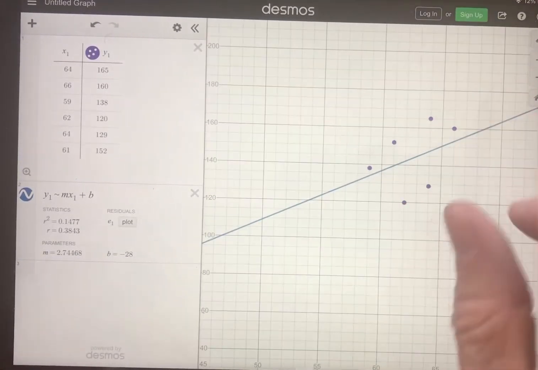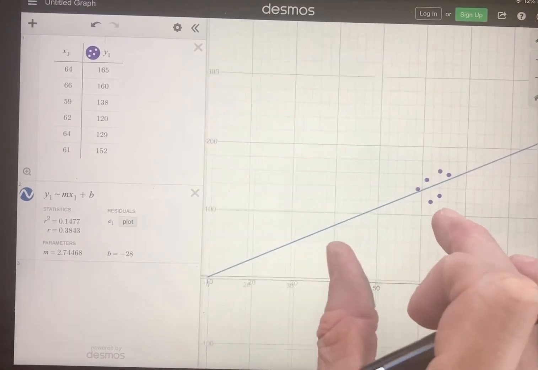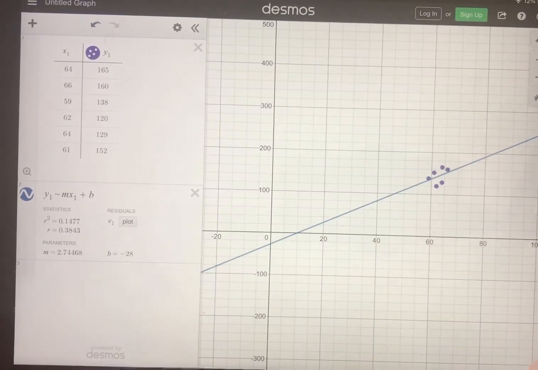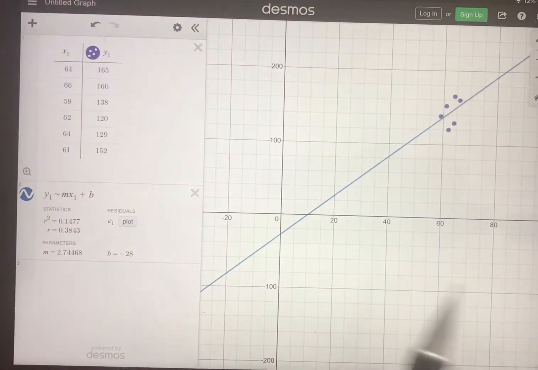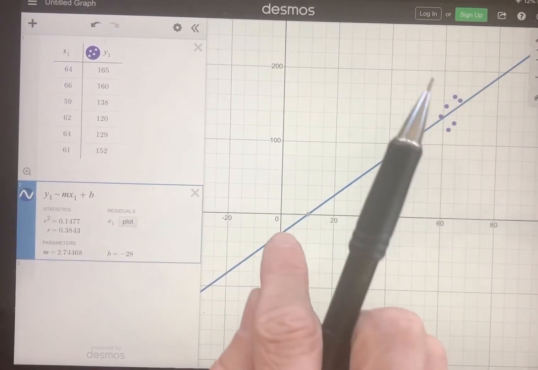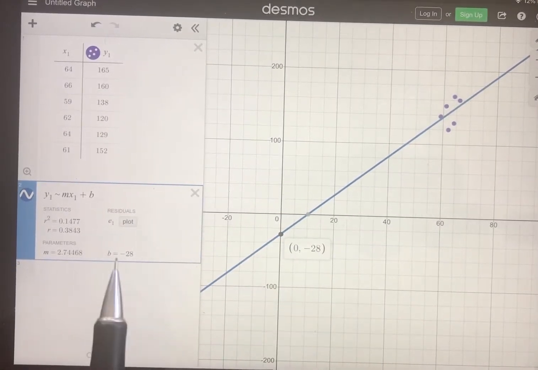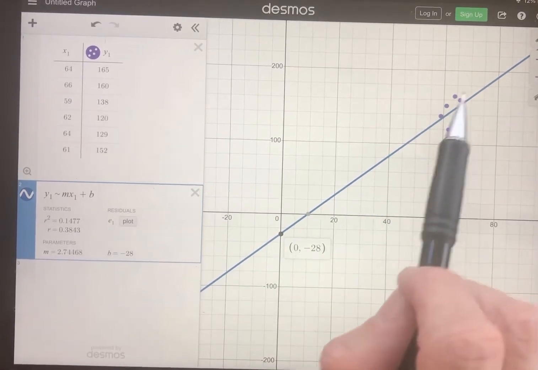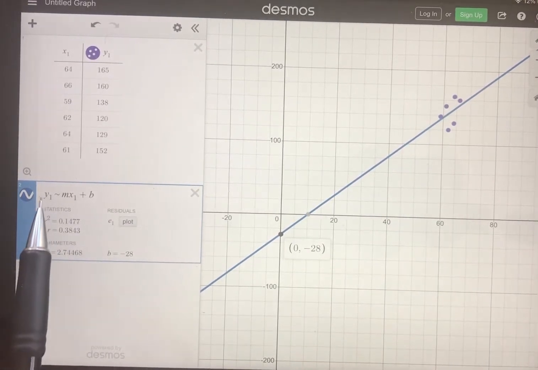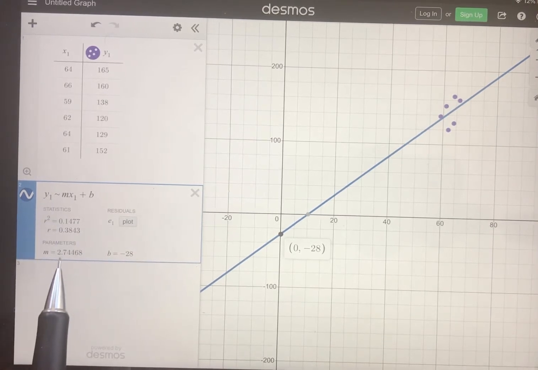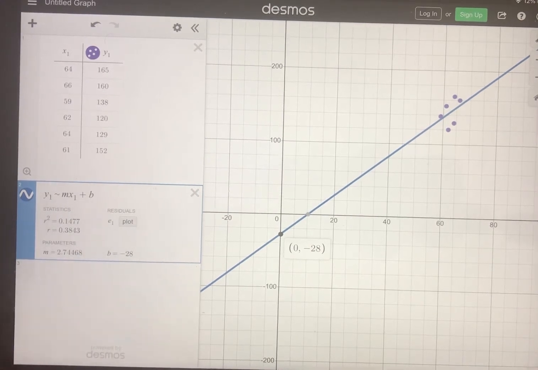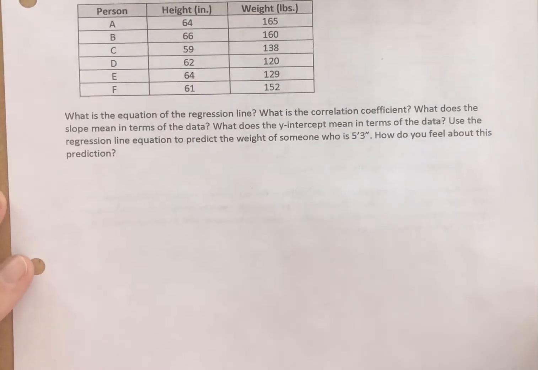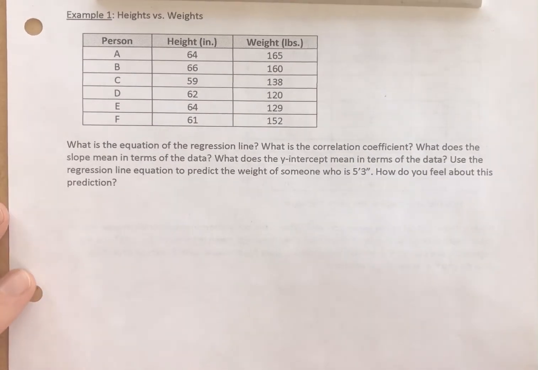So if we come into here, that data is out there a bit, but I'm going to scroll in. And you can see the line as it goes across the Y-axis, can be a little bit better this way, is crossing here at negative 28. Okay, so our line of best fit for this data is Y is equal to 2.7 to the 10th times X minus 28. Okay, so we'll go back to here, and we'll note that, and we'll begin to answer these questions that we've been asked here.